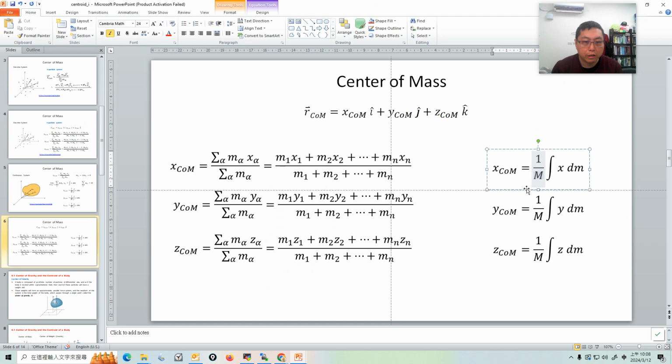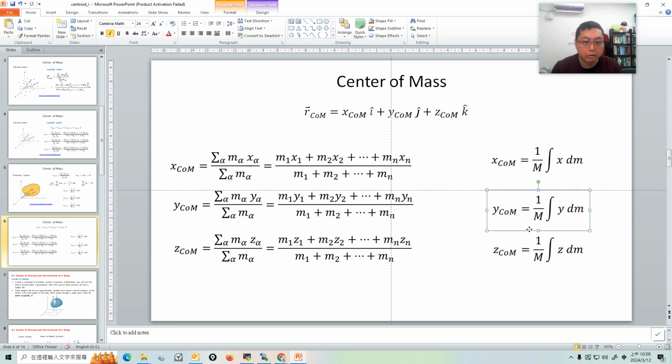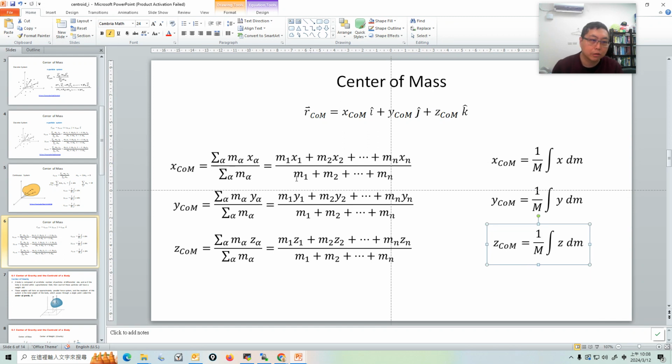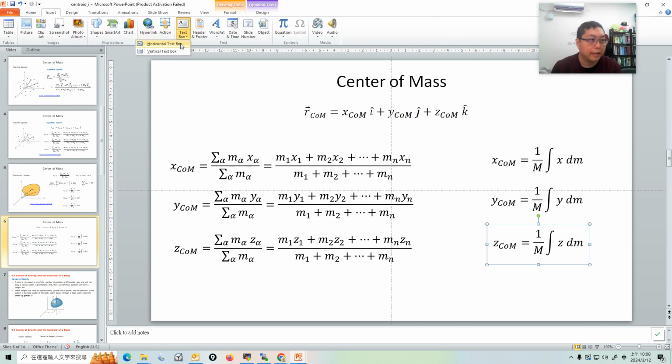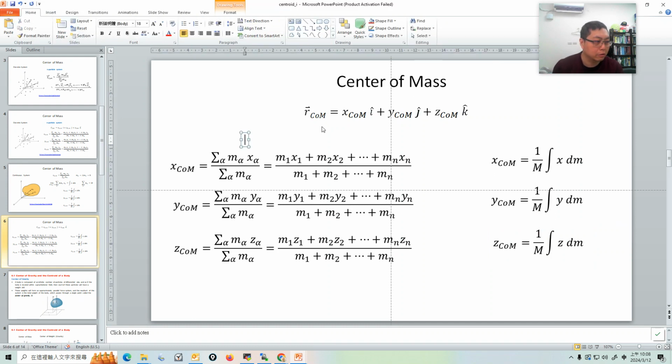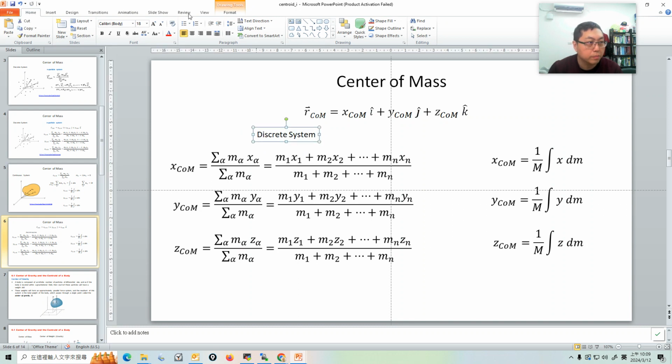You will see, the left hand side is the discrete system. The left hand side is the formula for a discrete system, and the right hand side is the formula for a continuous system. Actually, they are equivalent. If your delta m is very small, they are equivalent. So I should make a note here: it's a discrete system, and continuous system. Sorry, I forgot to make a note.